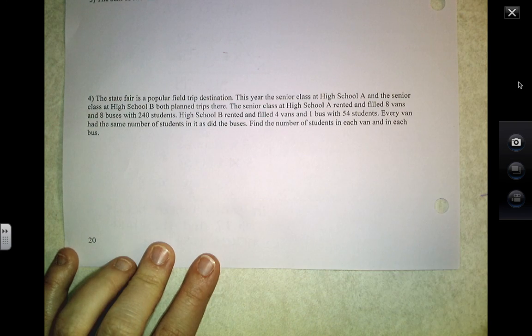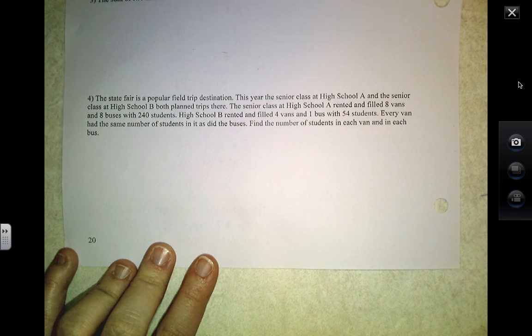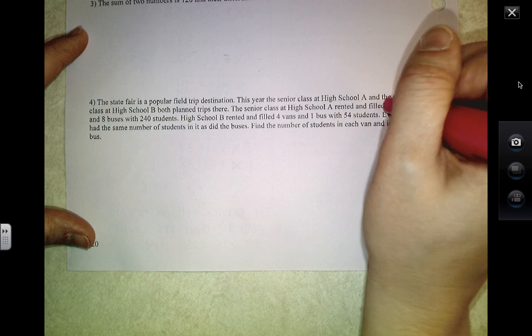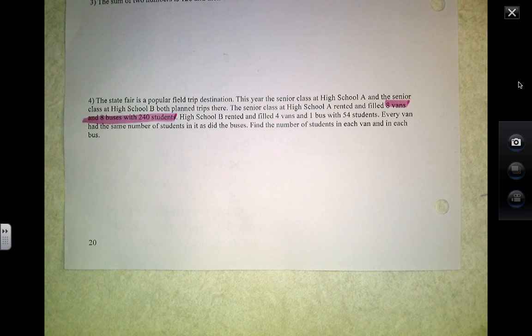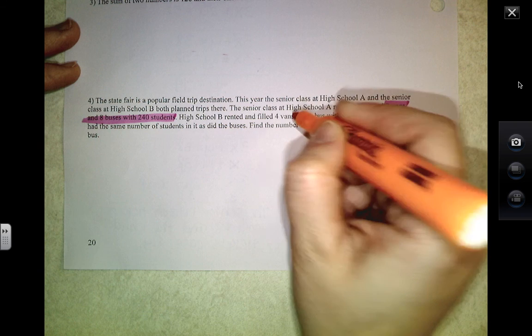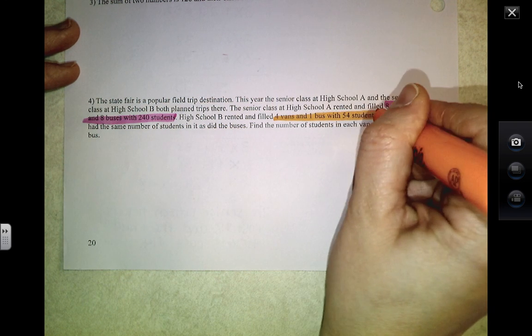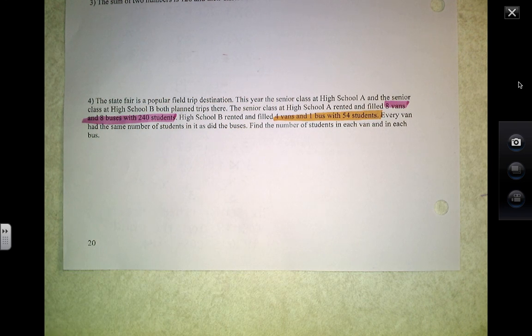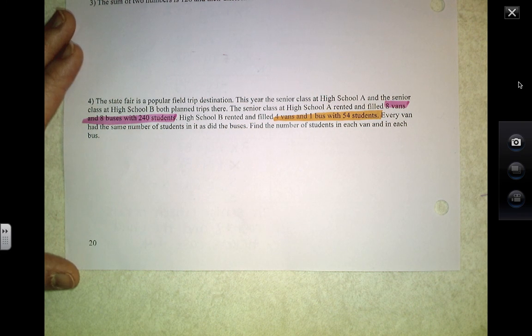Okay, so looking at number 4 at the bottom of page 20, the state fair is a popular field trip destination. This year, the senior class at High School A and the senior class at High School B both planned trips there. The senior class at High School A rented and filled 8 vans and 8 buses with 240 students. High School B rented and filled 4 vans and 1 bus with 54 students. Every van had the same number of students in it as did the buses. Find the number of students in each van and each bus.